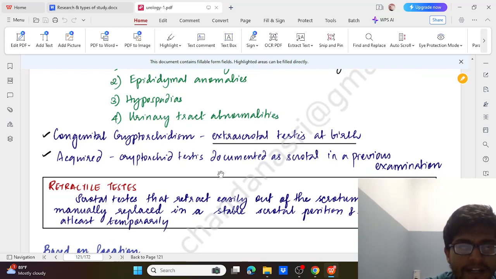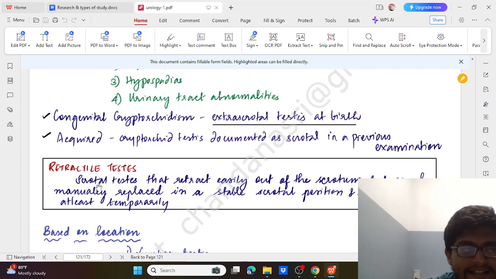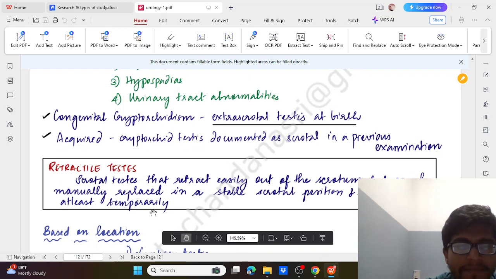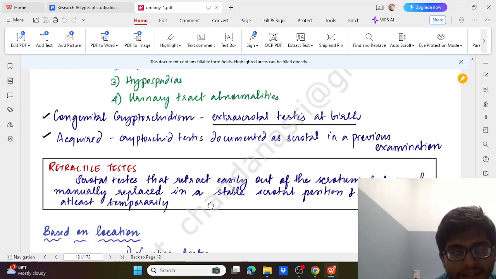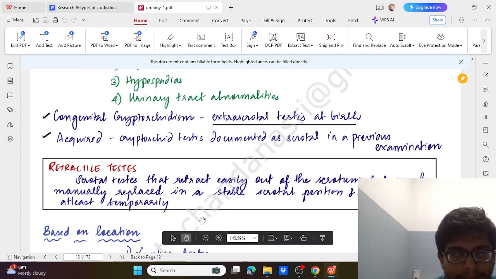So these are two types of cryptorchidism. Then the retractile testis, where the scrotal testis retracts easily out of the scrotum but can be manually replaced in the stable scrotal position and remain there at least temporarily. So here the testis retracts upwards but can be brought down and will remain there at least temporarily.